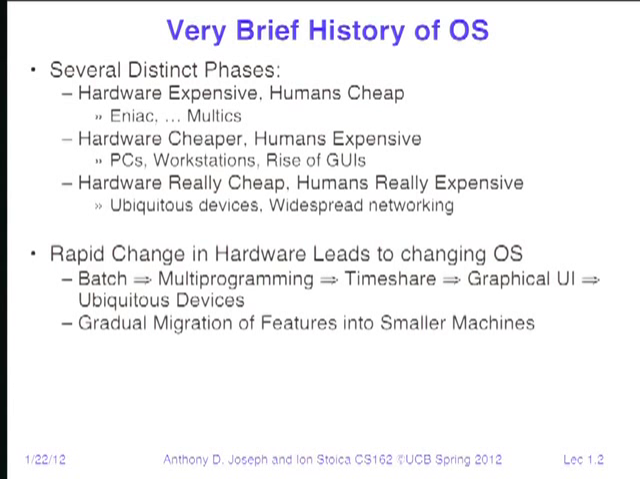The rise of the graphical user interface, and finally, ubiquitous devices where we have mobile operating systems. And what you'll also see is a gradual migration of features from the big machines to the smaller machines. And I'll go through that in more detail on the next slide. So interestingly enough, the situation today is much like the late 60s.